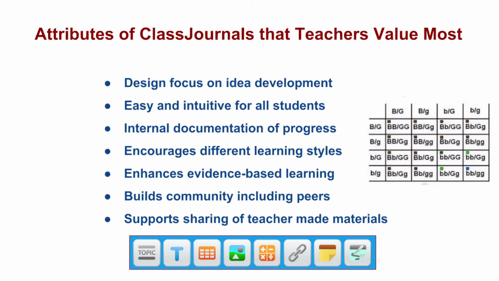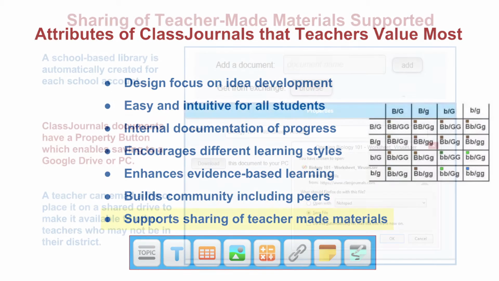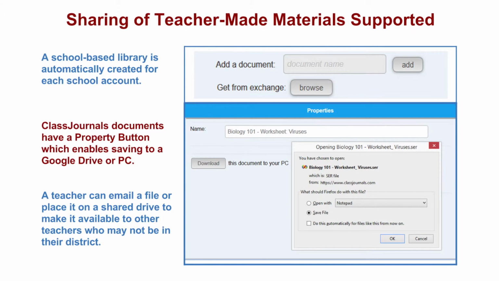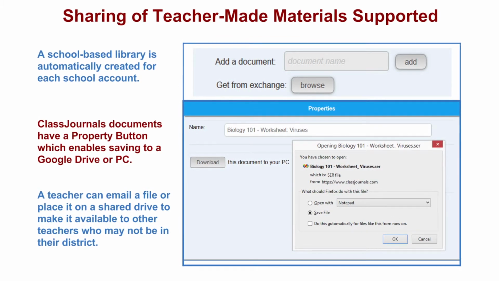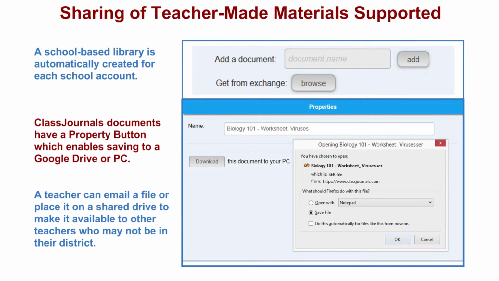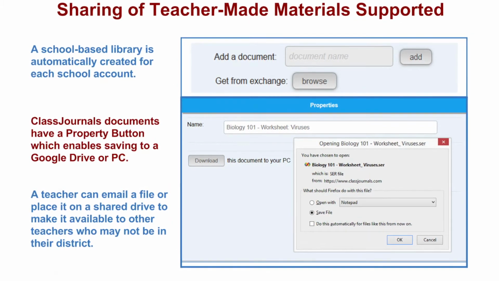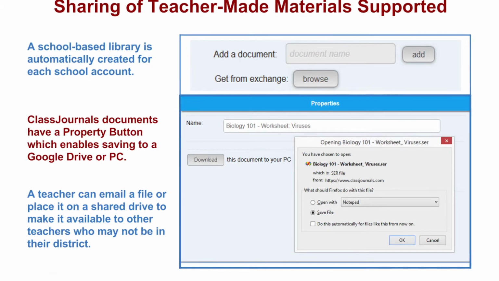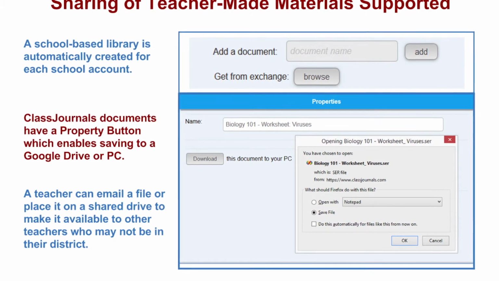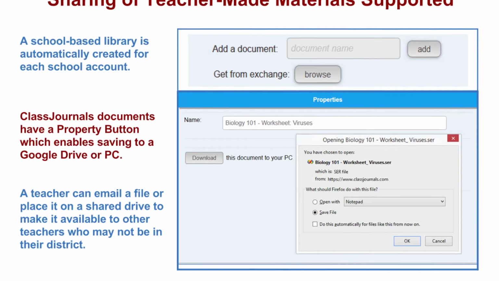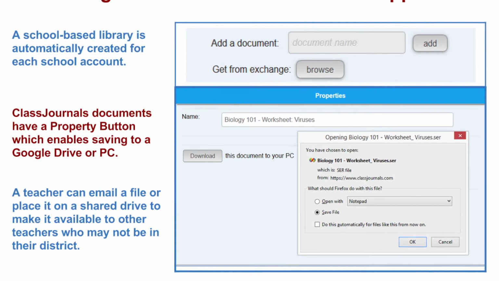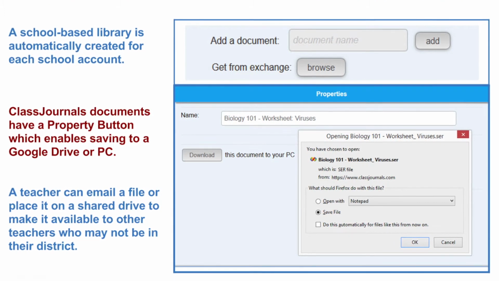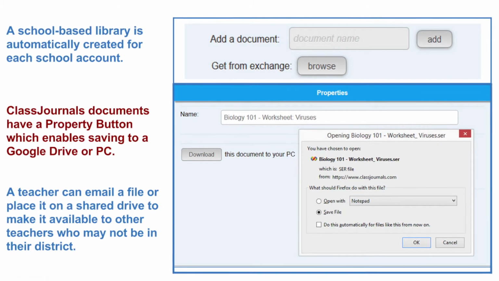Teachers can also share materials with each other. There are two methods provided that enable sharing. The first method is via a school or district-based library called an exchange, automatically created for each school account. This allows teachers who are creating reusable materials to contribute them to the library so that other teachers can access them. The second method enables teachers to save a ClassJournals document they have created onto their Mac or Windows PC. They can then email the document to other teachers anyplace, and if those teachers use ClassJournals also, they can import the documents into their own libraries where they can use them as their own.